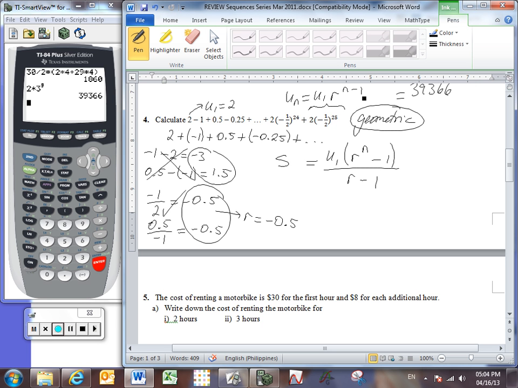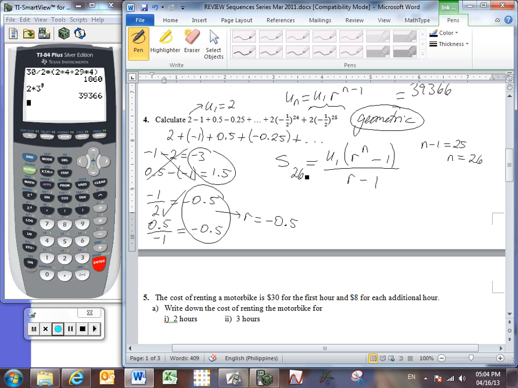So a couple of ways we can do this. The quick way would be that you got lucky because this is already written in nice exponential format. We can see that u1 is 2. R is equal to negative a half, or negative 0.5. So that must mean then that n minus 1 is equal to 25. So if n minus 1 equals 25, you'll quickly discover that n is 26, and you're going to have all of the information that you require to find the sum of these first 26 terms.